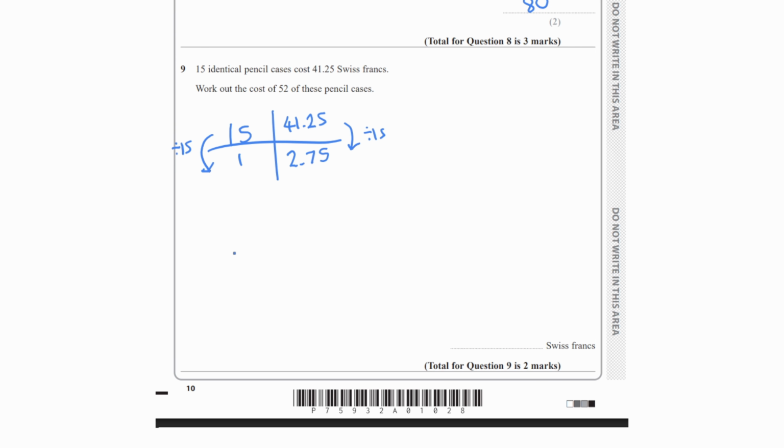We want to work out the cost of 52 of them. We will do 52 multiplied by 2.75. That gives you an answer of 143 Swiss francs.